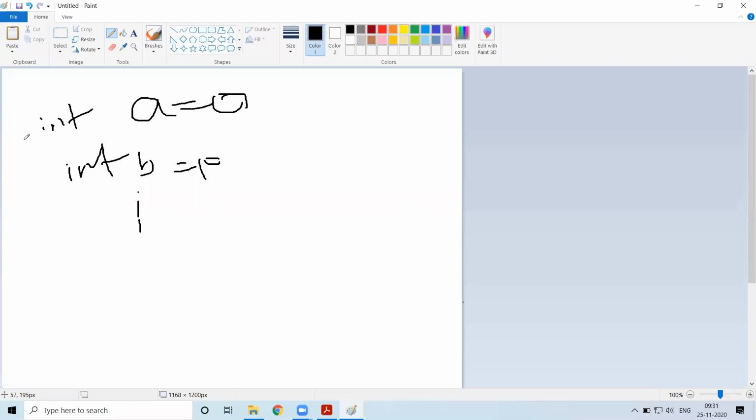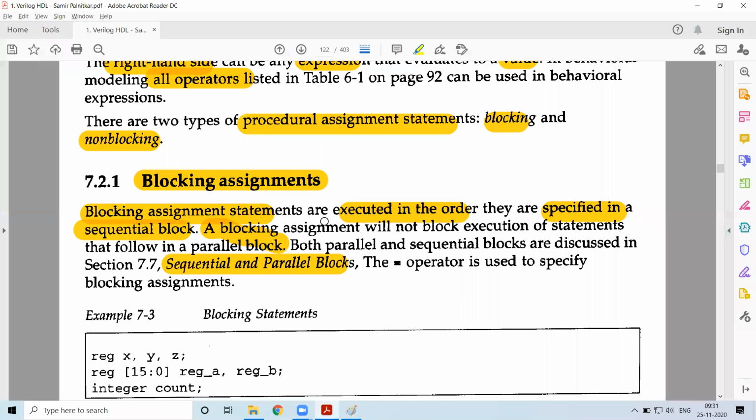So what happens is after the execution of the first statement, the next statement is executed. Now, if you have another parameter over here, then after A is assigned 0, you come to C and assign C, then you come to the next statement. This is how it goes around, one by one. This is actually what is happening in blocking assignment statements.